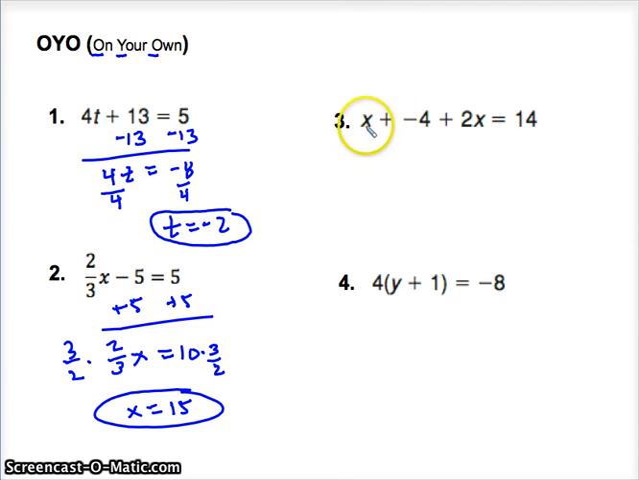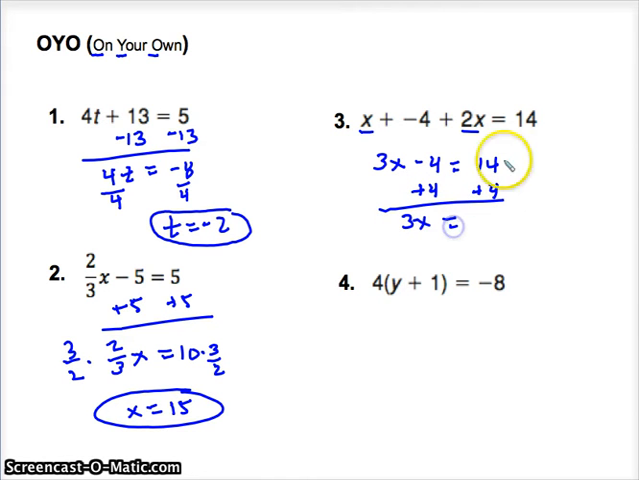Question number 3, got to combine some like terms. So x and 2x becomes 3x minus 4 equals 14. You'll be adding 4 to both sides to undo that subtraction. So 3x equals 18. Divide both sides by 3, and x equals 6.